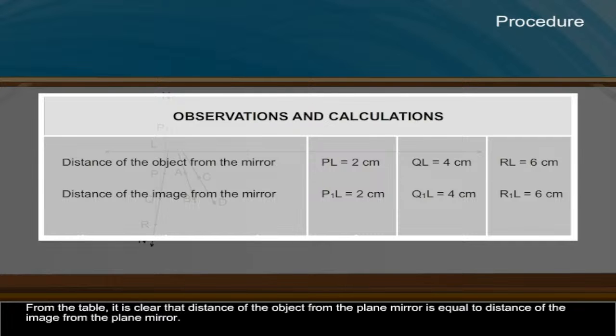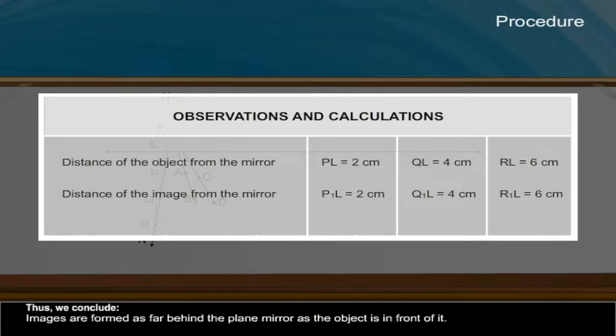From the table, it is clear that distance of the object from the plane mirror is equal to distance of the image from the plane mirror. Thus, we conclude, images are formed as far behind the plane mirror as the object is in front of it.